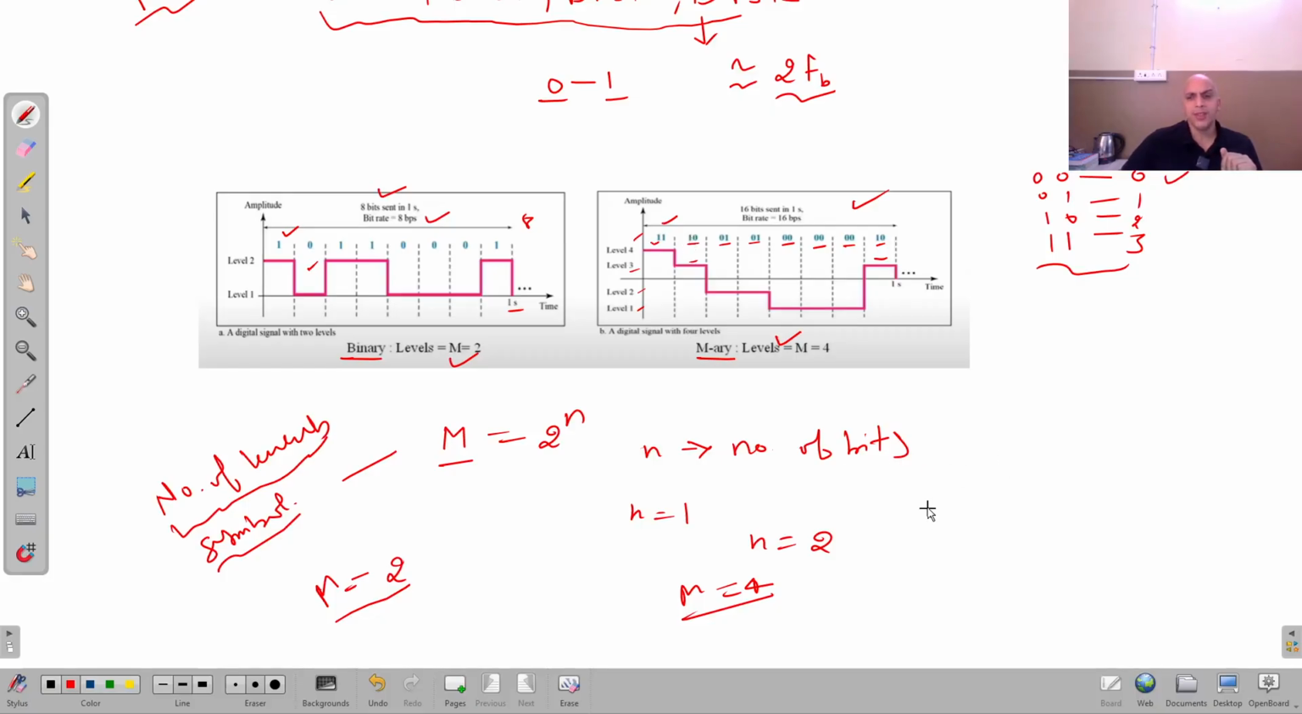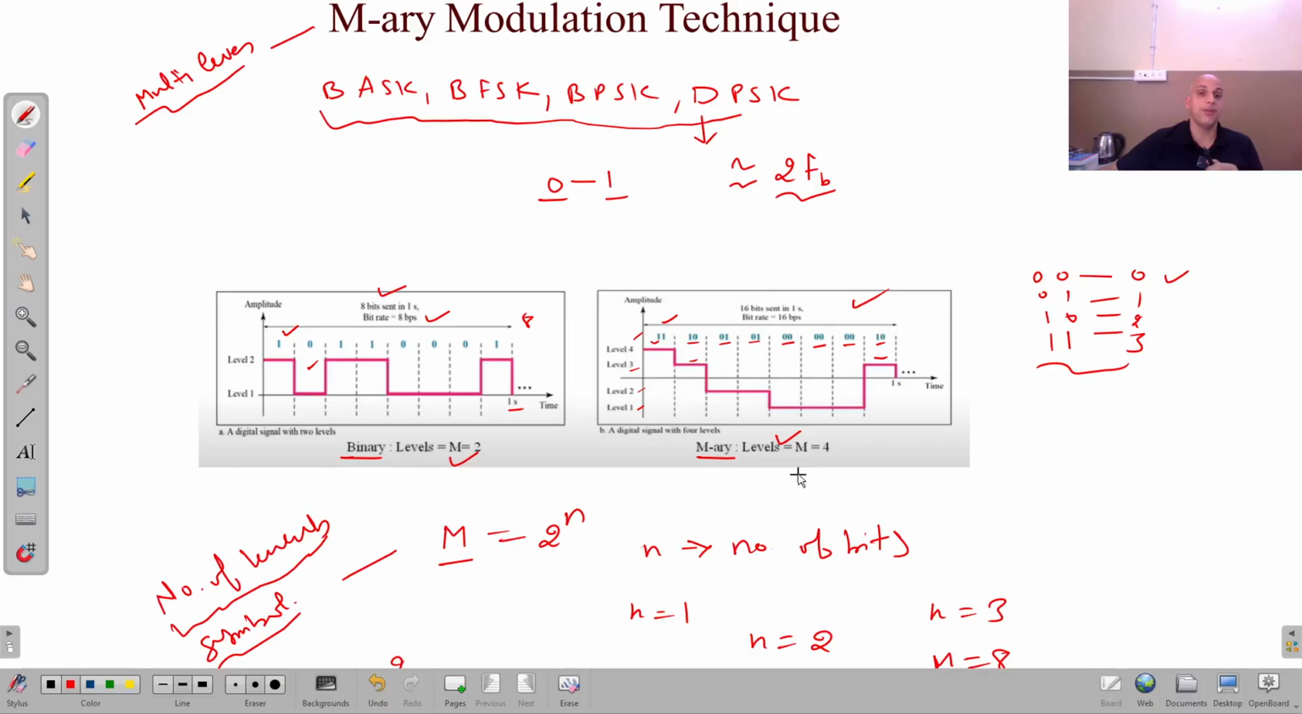Similarly, if I take n is equal to 3, then 2 raised to power 3 becomes 8, so M is equal to 8, right? Similarly, I can increase the number of bits in the given time. So this is the main difference between binary ASK, FSK, PSK and M-ary shift keying technique.